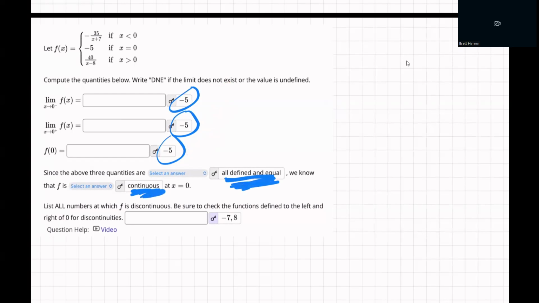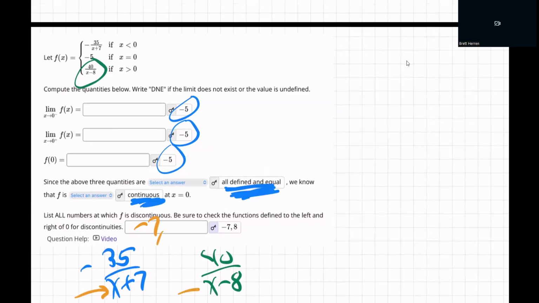And then the same thing here. How do you find where it is discontinuous then? Well, not at the main point, but it would be like what can you plug into that? Anything that makes the denominator 0, that'd be -7. And then how about the other denominator? What can you plug into that one? That'd be a +8, right? Those are the two values. But at the main point at x equals 0, it is defined. It's continuous, but it's discontinuous at anything that makes a denominator 0. And so that's how we do that.